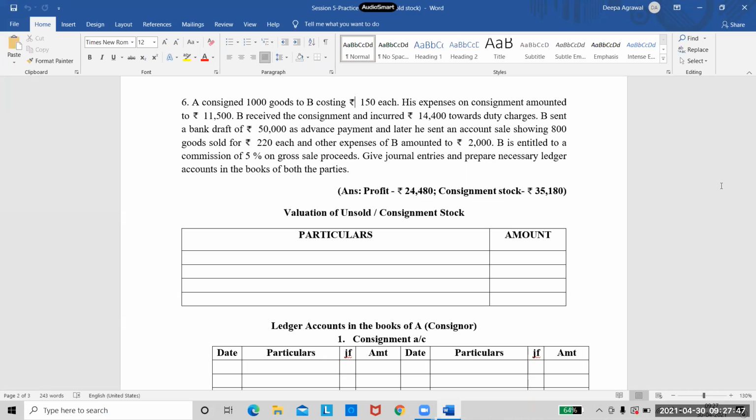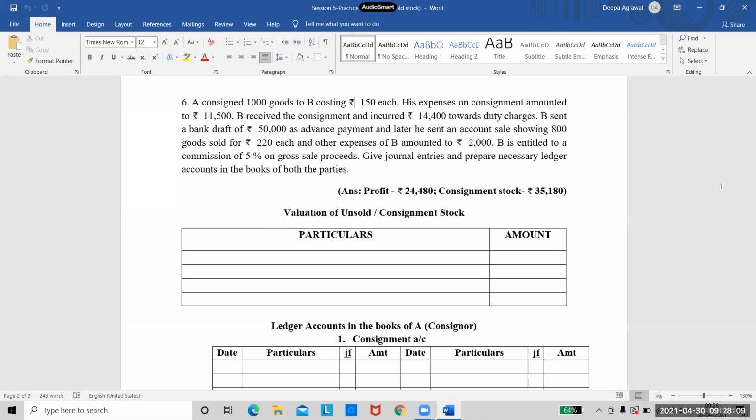And he said consignee's expenses are duty charges. So duty charges will be paid while taking the consignment. He needs to pay some clearance charges there. So those are non-recurring. B sent a bank draft for rupees 50,000 as advance payment. So B has sent a bank draft for 50,000 as advance payment.